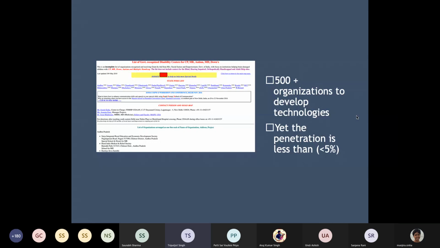I will just take two to three more minutes. This is the web page of the India government's startup initiative for disability. It was moved because the ministries have changed, and I am not sure where it is now. But as you can see, there are 50 plus organizations listed with the government to develop assistive technologies. Yet the penetration rate is less than 5%. So why is this disparity?